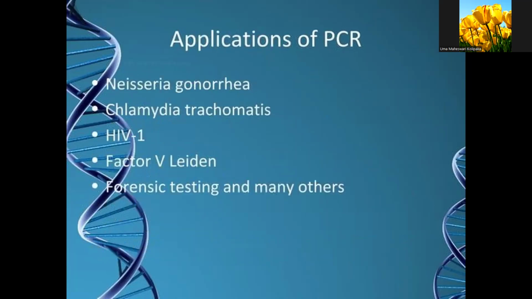And applications of PCR: Neisseria gonorrhoeae, Chlamydia trachomatis, and HIV-1, factor V Leiden, in forensic testing and many others. So we can detect various genetic disorders, do parenthood identification, and culprit identification at a crime scene. A number of applications are there. Apart from that, forensic testing, factor V Leiden, HIV-1, Chlamydia trachomatis, Neisseria gonorrhoeae. These are all the applications. At least we need to take down the notes.